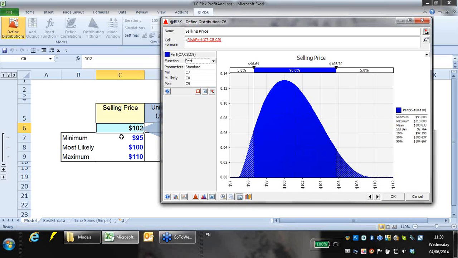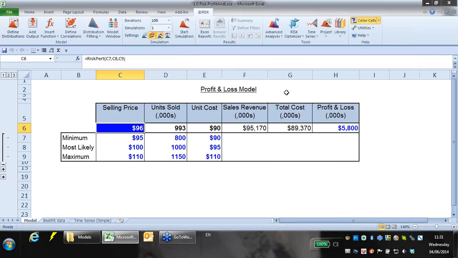So here we've got a minimum selling price of $95, which is this point down here. We've got a maximum of 110, which is this point here, and then a most likely of 100, which is this point here. I'm going to click OK, and start tapping the F9 button, because what you can now see is that in this cell, rather than having a fixed value for my selling price, which was I think 102 originally, I now have a dynamic value, because @RISK is taking samples from that distribution and feeding them back into Excel, and then Excel is recalculating the selling price, the sales revenue, and at the end of it my total profit or indeed my total loss on this particular venture.